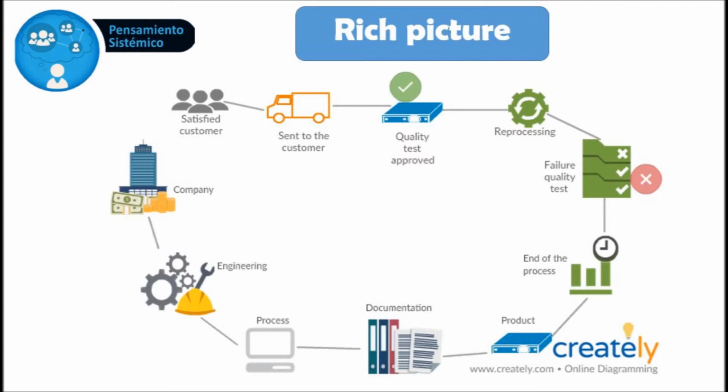This is the rich picture. It starts with company, then engineering, process, documentation, product, end of the process, failure quality test, reprocessing, quality test approved, sent to the customer, and finally, have a satisfied customer.